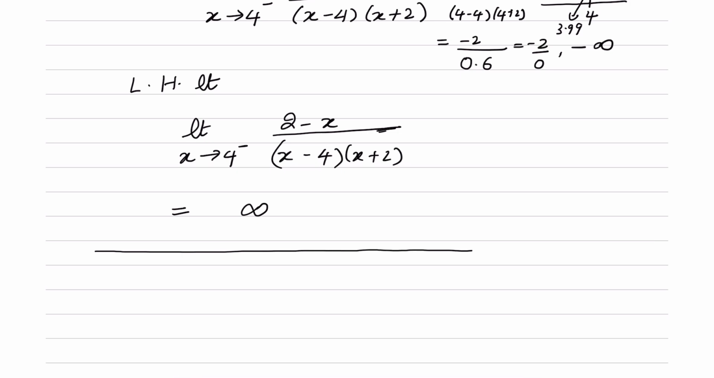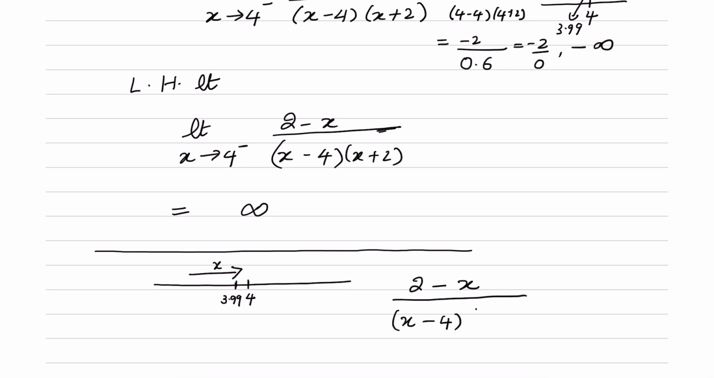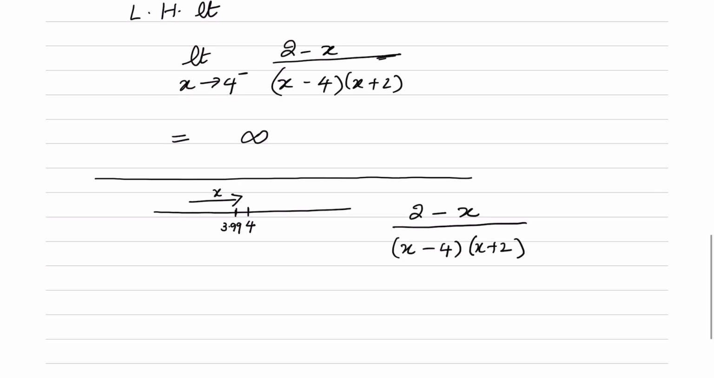For that you do some rough work, that x is approaching 4 from the left of 4. So pick some number on the left of 4. Let's say that number is 3.99. Now the function for which you have to decide the sign is (2 minus x) whole divided by (x minus 4)(x plus 2). So here we will put in the place of x 3.99.